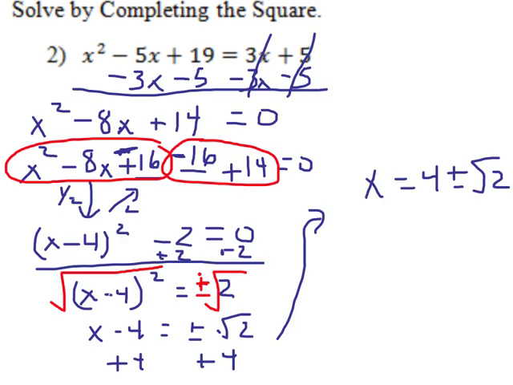And unless they tell you you have to go into the nearest tenth or anything like that, leave it that way. I can't break down the square root of 2 anymore. And 4 is fine. That's it. 4 plus square root of 2 and 4 minus. So that would be my answer unless they tell me otherwise. Okay? All right, your turn. I did one. Your turn to do number 2. And then pause the video and we'll come back and I'll do number 3 with you.